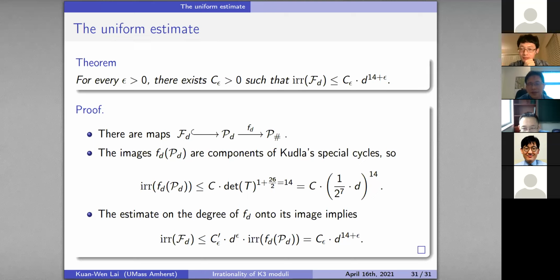Okay. I don't know if you have many examples for F_D. When D goes higher, do you have explicit numbers for this irrationality, or is it harder to compute even for a given D? Can you compute explicitly this irrationality of F_D?